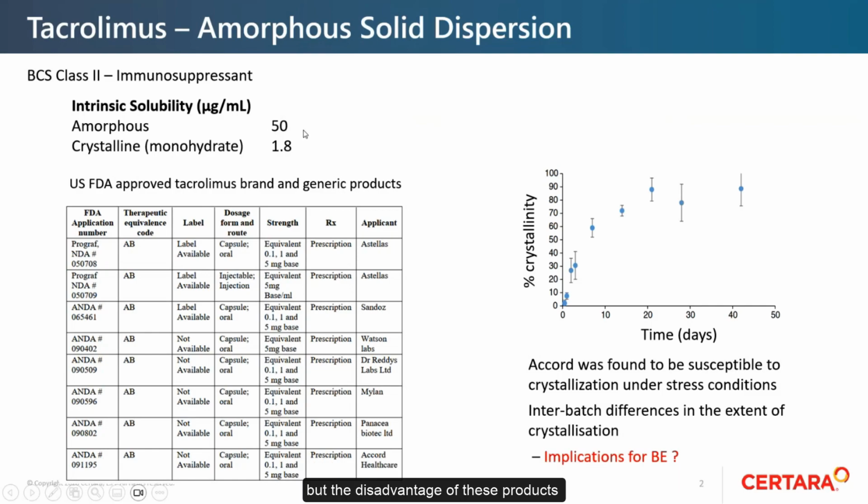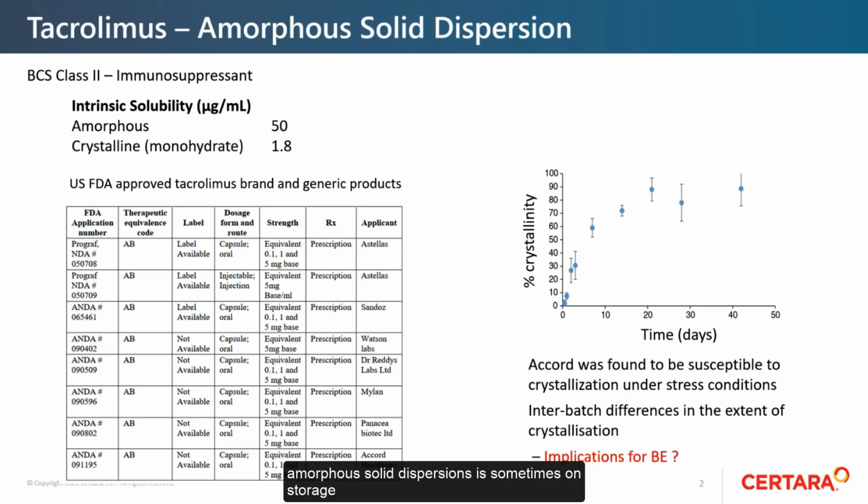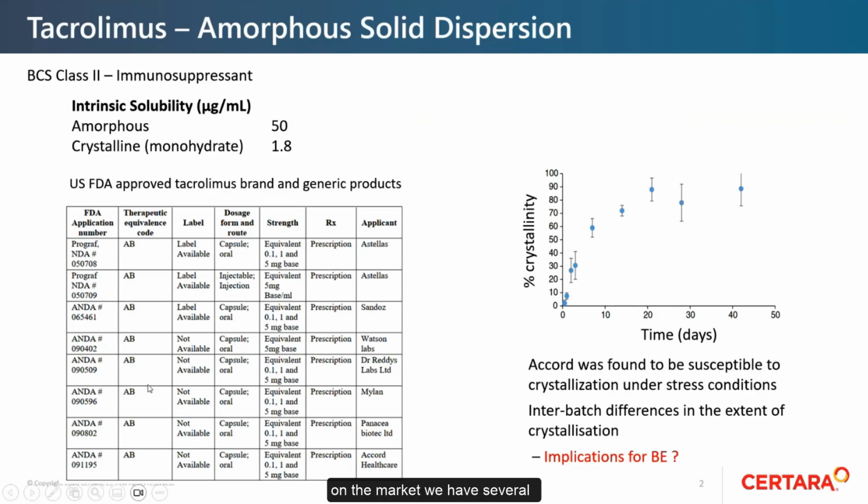But the disadvantage of amorphous solid dispersions is that sometimes on storage, they could slowly convert back into the crystalline form. And if this conversion happens, the solubility would be reduced, thereby reducing bioavailability and therapeutic efficacy. On the market, we have several generic formulations for tacrolimus, and one of the generic formulations was susceptible to this crystallization on storage at accelerated conditions.